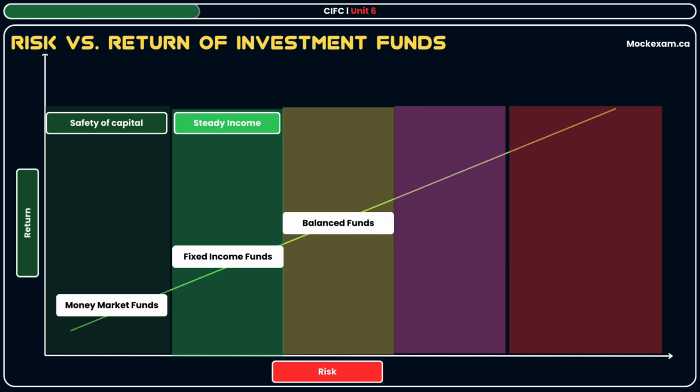Now, the third type of mutual funds are balanced funds. Balanced funds have higher risk and higher return than fixed income funds and money market funds. What's the whole purpose of those who are buying balanced mutual funds? They want income and growth at the same time. Okay? Easy.